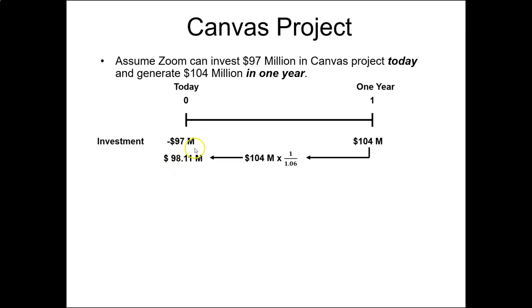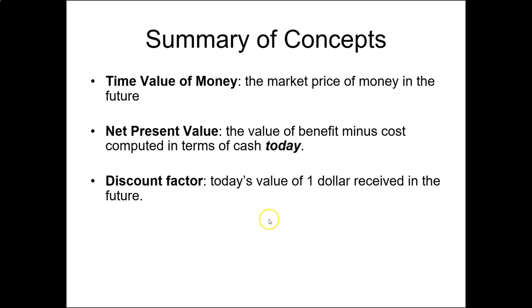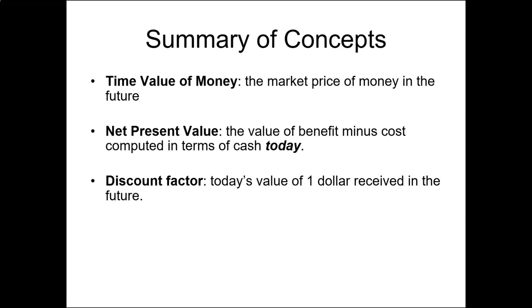Well, Zoom has paid $97 million as the upfront investment. Now we can compare the cost and benefit. We have a positive benefit of $1.11 million. That is the net present value of this Canvas project. So in this way, Zoom should accept the Canvas project.